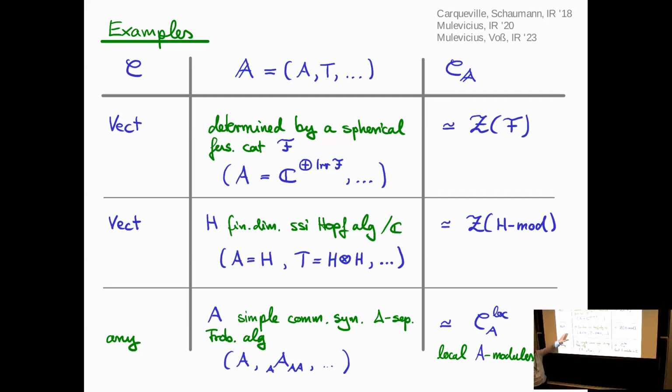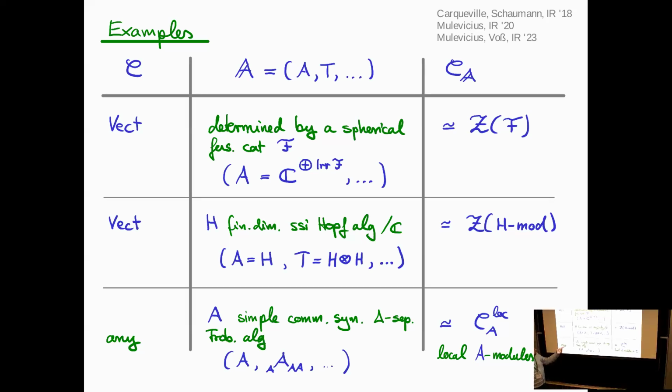Here's another example. If you start again in Vect and you pick a finite dimensional semi-simple Hopf algebra, then you can take the algebra to be the Hopf algebra, just the algebra part. You can build T out of the Hopf algebra, and then there are some expressions for alpha and so on. And if you use this as an input, well, then you get the center of H-mod. So that's pretty. So you can also put directly something you like, a Hopf algebra, and you get an answer.